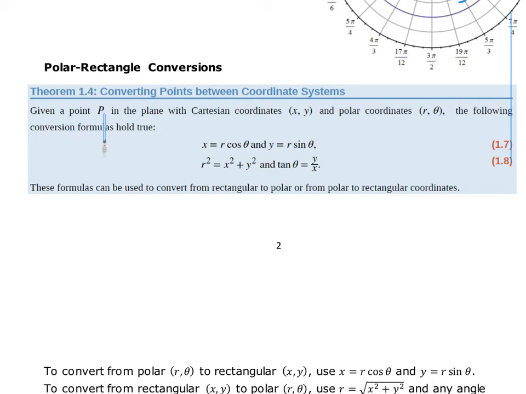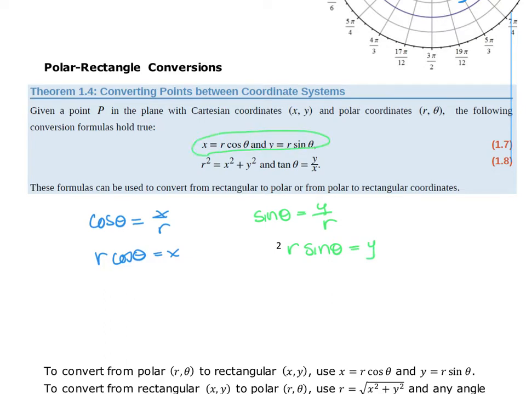Okay, given a point P on the plane in the Cartesian x, y, the polar coordinates are r, theta. These are my relationships. X is equal to r cosine theta. Now this makes sense because remember how we define the cosine of theta as being the x value over the r value. So if we just solve for x, we're going to have r cosine of theta is equal to x. Similarly, if we tell you that the sine of theta is equal to the y value over r, then r sine theta is equal to y. So that's where those two replacements come from.